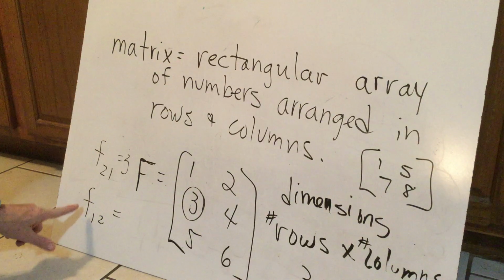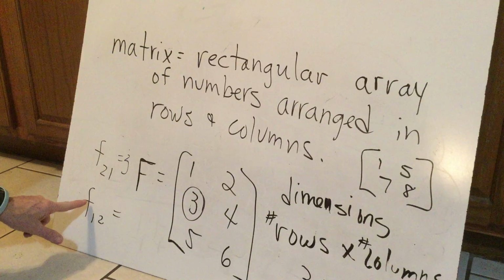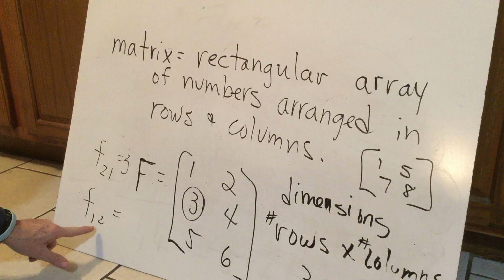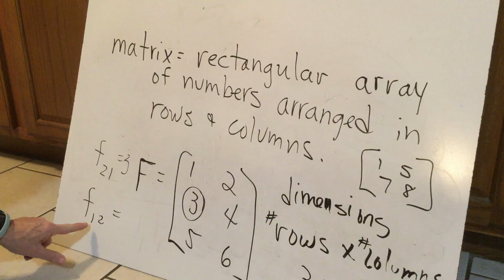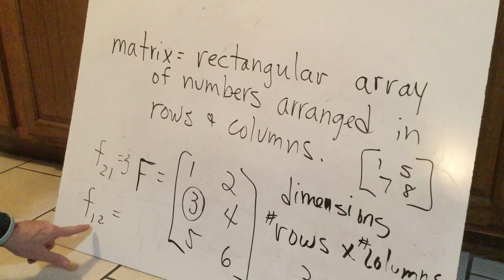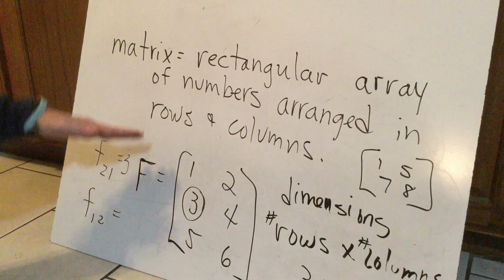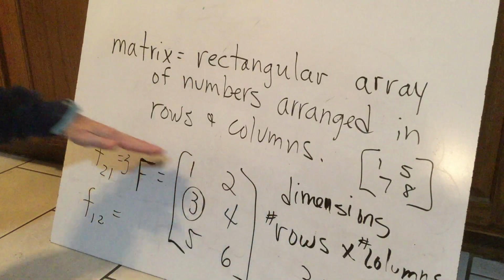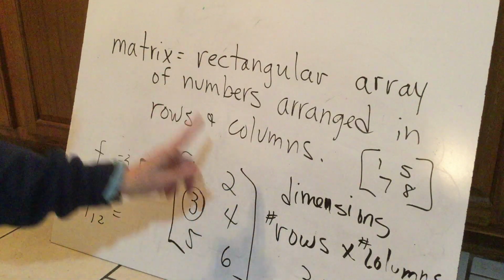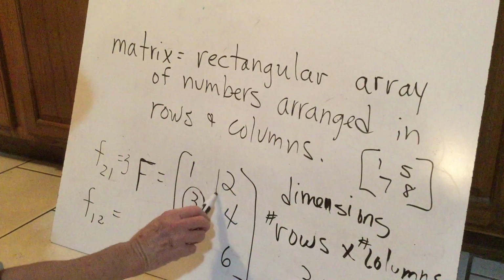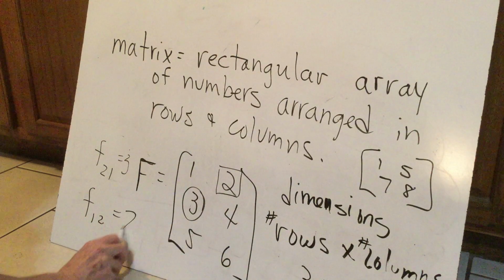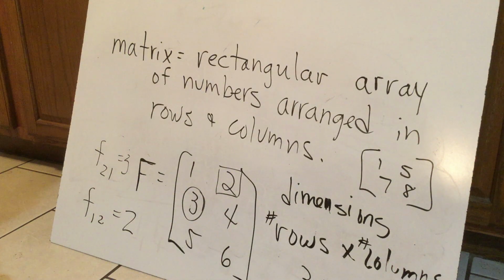What would the entry in matrix F in the 1, 2 spot be? What does that mean? That means look in the first row, second column. So the entry in the first row, remember rows go sideways, and the second column would be right here. So that entry is 2.